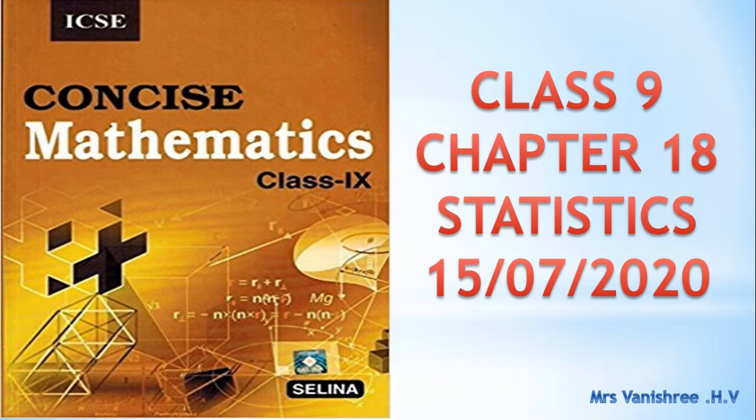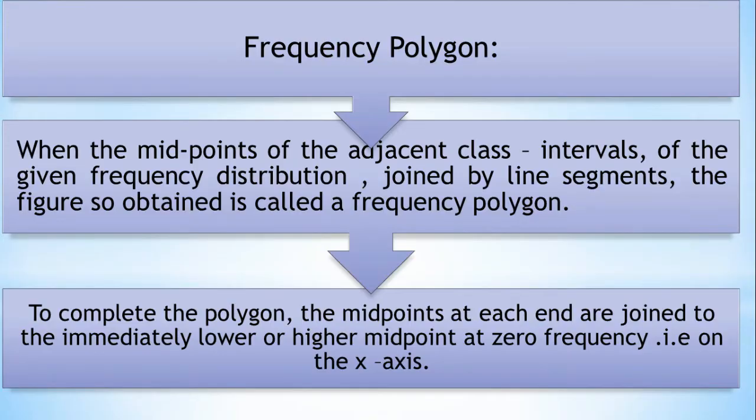Hello everyone, welcome back to Maths class, chapter 18, Statistics. In the previous class, we discussed the histogram. The next type of graphical representation of data is the frequency polygon.